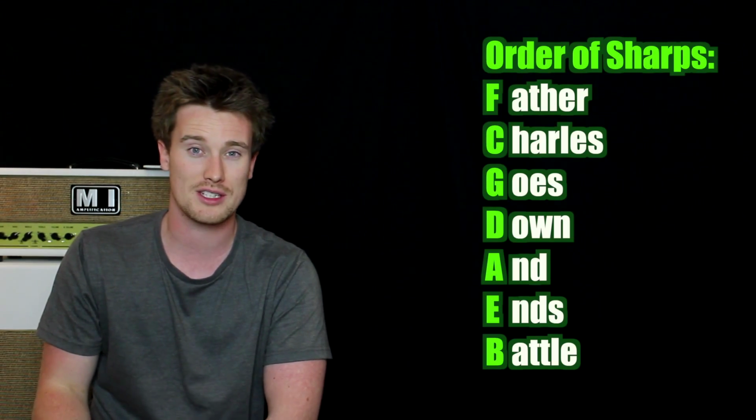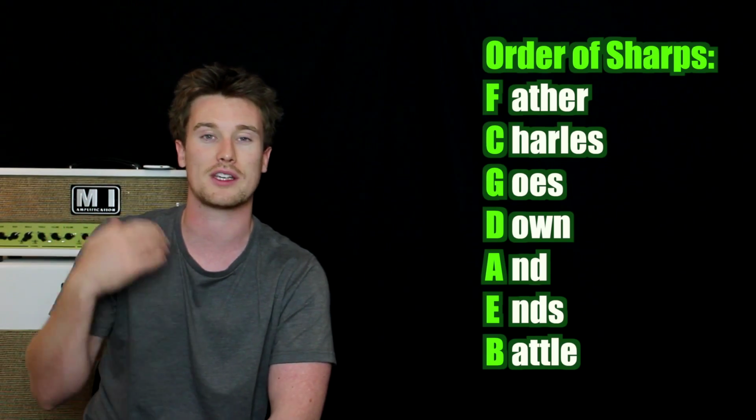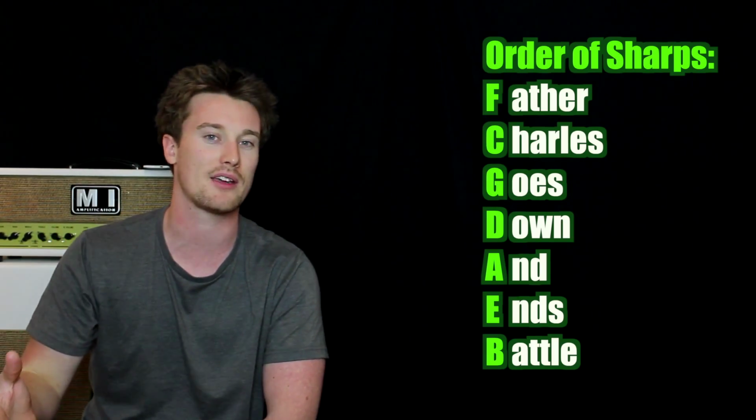So now you know that just with that simple nursery rhyme, just remembering that, Father Charles Goes Down and Ends Battle, you've got all the number of sharps, okay? So if a key signature has 1 sharp, or if you want to play a song in the key signature of G major, then it's gonna have an F sharp chord in it, yeah? Great, and you want to continue down and you want to write something with 2 sharps, you know how to work that out now, great.